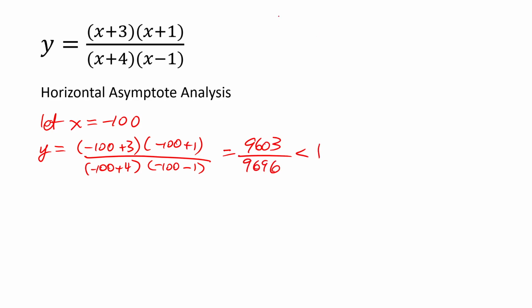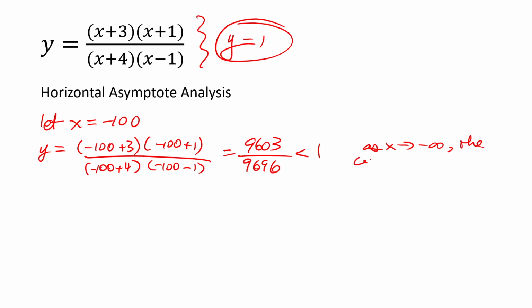Now, why am I comparing it to the number 1? I'm comparing it to the number 1 because that's my horizontal asymptote. So this tells me that as x approaches negative infinity, because negative 100 is pretty far to the left, the curve will be approaching y = 1, the horizontal asymptote, from below.